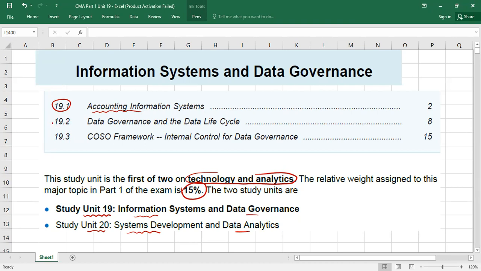So today we are going to talk about 19.2 and 19.3. So 19.2 is about data governance and data lifecycle. It is an important topic. And 19.3 is the COSO framework. Obviously, the COSO framework we also discussed under unit number 17, so here I will not repeat what it was in detail, but we will discuss only a few important points relevant to the IT. Okay. So here we go, moving to 19.2.